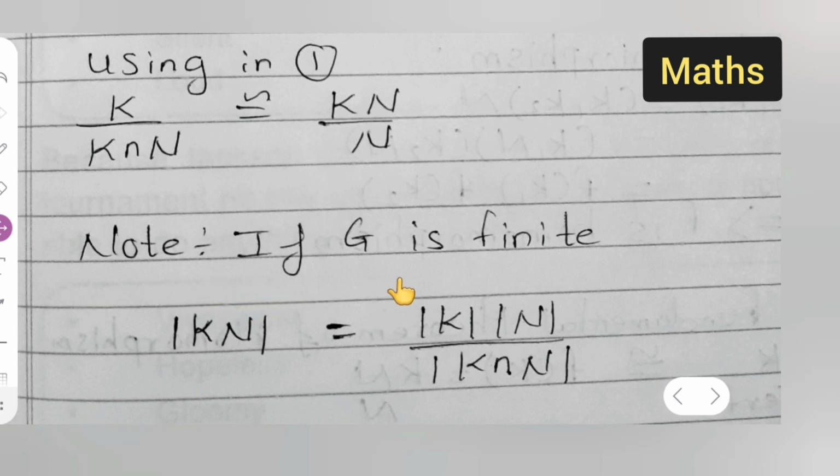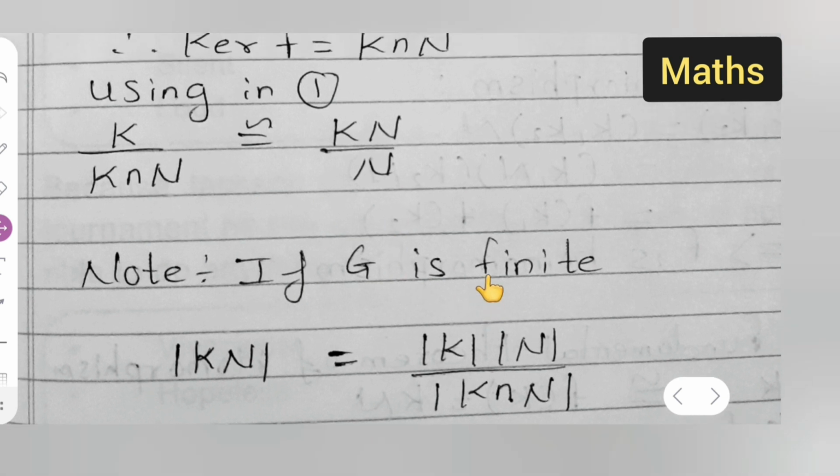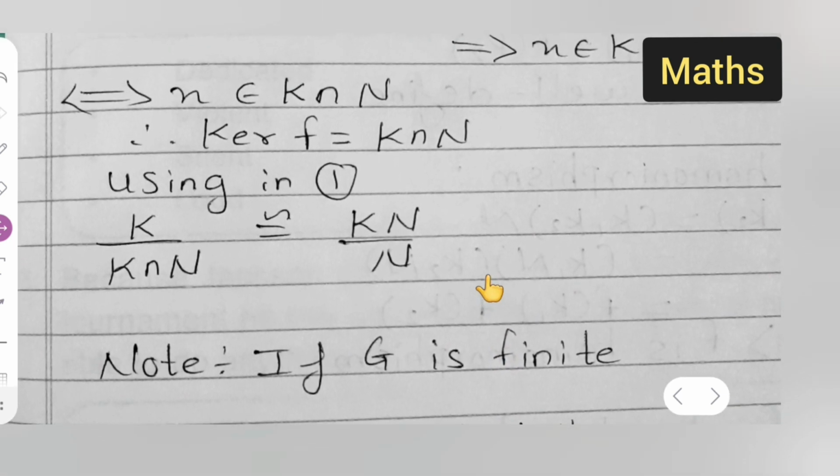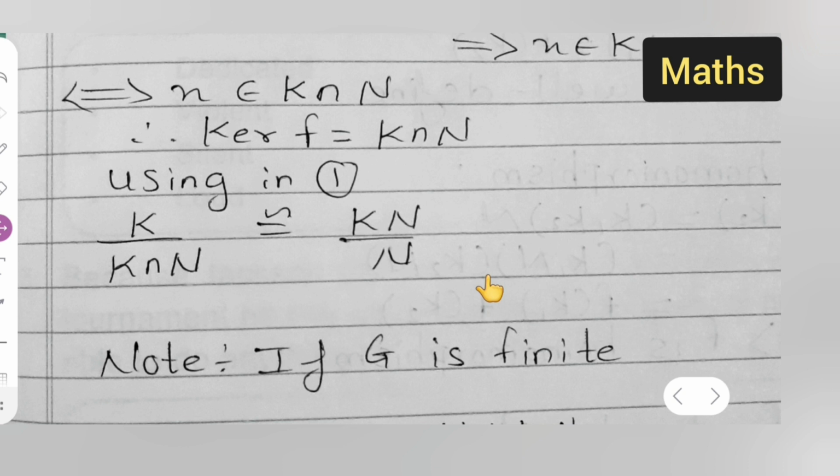Note, if G is finite, then order of KN is equal to order of K into order of N upon order of K intersection N. So we have written this in this form. So we are done with this theorem, that is the second isomorphism theorem.